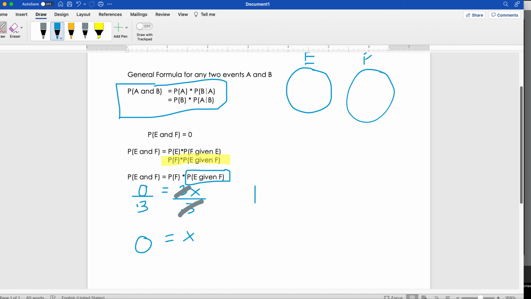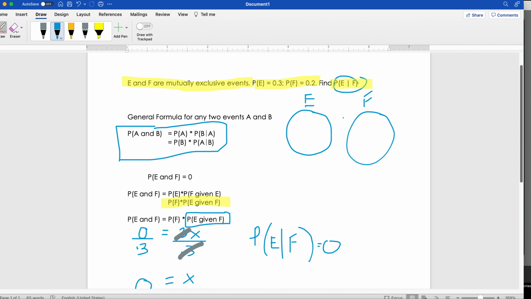So that tells me that the probability of E given F is 0. And that makes sense because we said that this was mutually exclusive. In other words, if F happens, because that's what this assumption is saying here, we're assuming that F has happened, and now we want to calculate the probability that E has happened. If F has happened, then the probability of E happening is 0 because we said they can't happen at the same time.